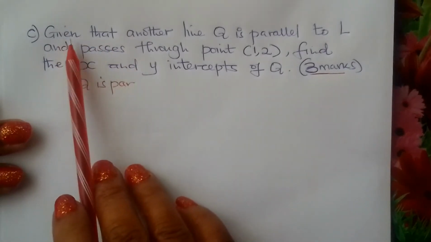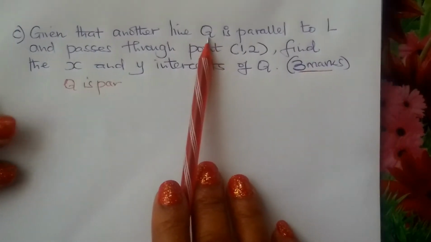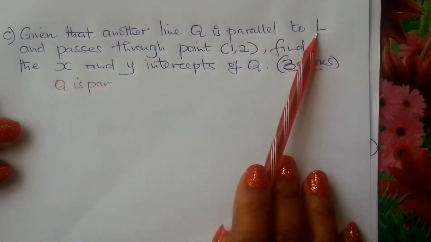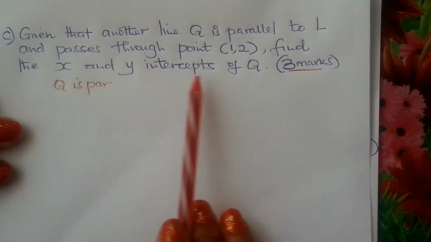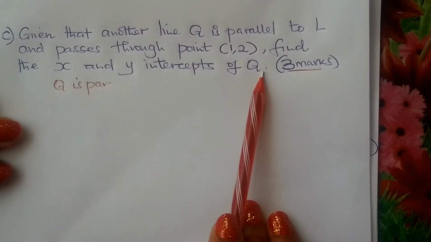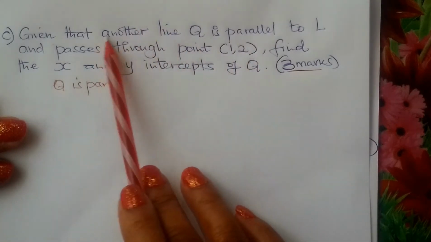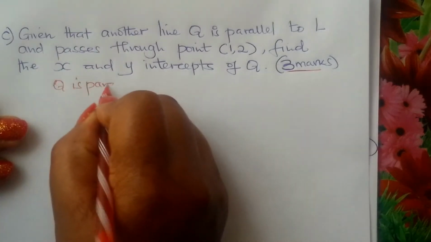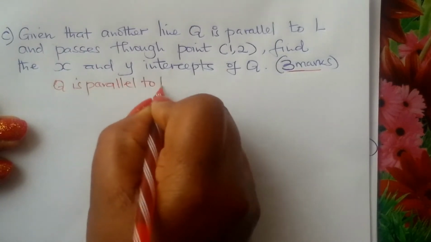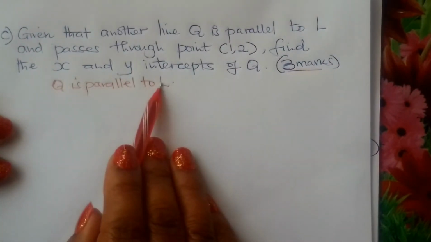We now look at part C. We are told that given that another line Q is parallel to L and passes through point 1, 2, find the x and the y-intercepts of Q. So learner, you are told to find the x and the y-intercepts of Q. And you are told that Q is parallel to L. We write that Q is parallel to L. What does this mean? This means that their gradients are equal. Gradients of parallel lines are equal.